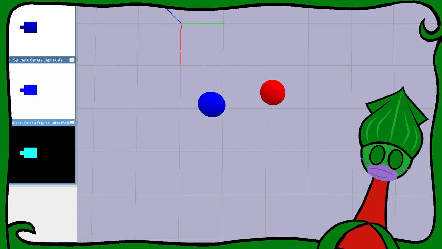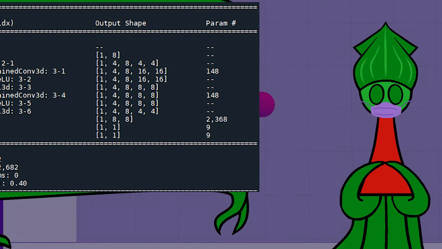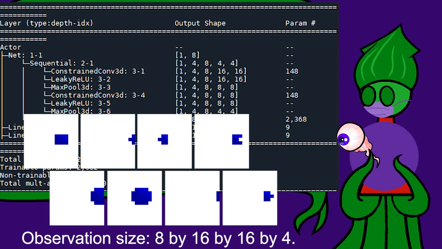Before we add Bayesian layers to this policy, I wanted to describe the structure of this policy I've been using for a while now. The predator's observation is a consecutive series of 8 pictures from its first-person perspective. Each picture is two-dimensional and has 4 channels: red, green, blue, and distance.